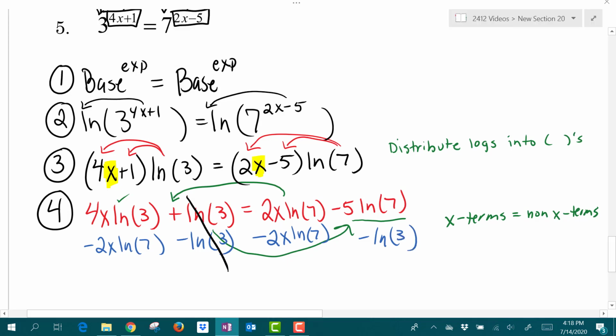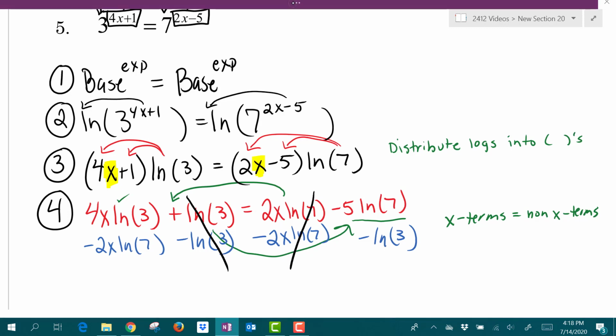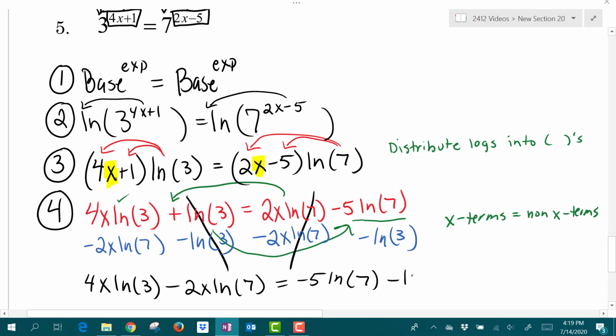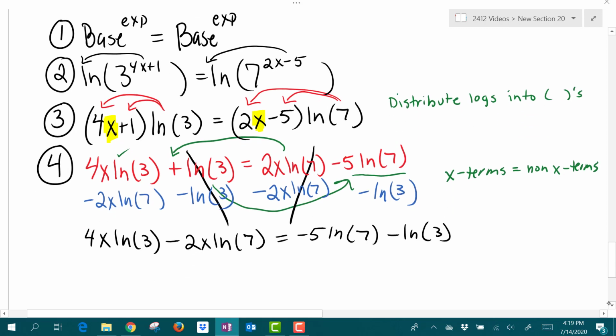So this cancels out from this side, this cancels out from this side, and these are not like terms. I'm not going to combine them. A big reason is because the natural log of 3 and the natural log of 7 are not going to change. We're not going to find an approximation. So they're just going to sit side by side as two separate terms. Same thing on the right-hand side. I am not going to combine those. They're just going to sit side by side as two separate terms.